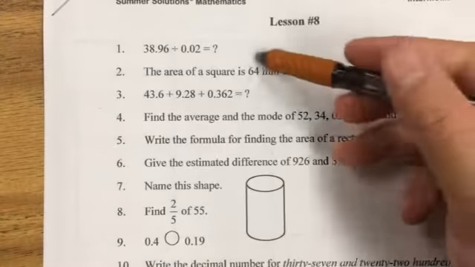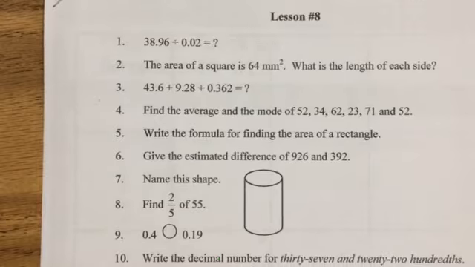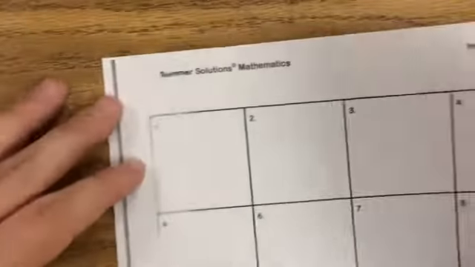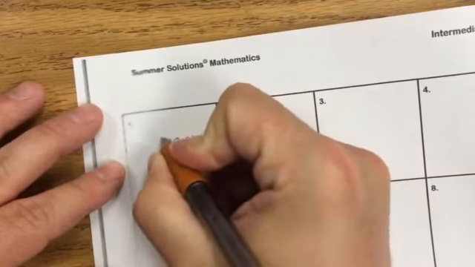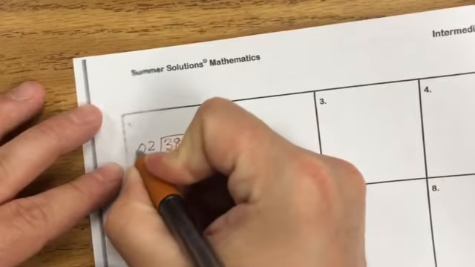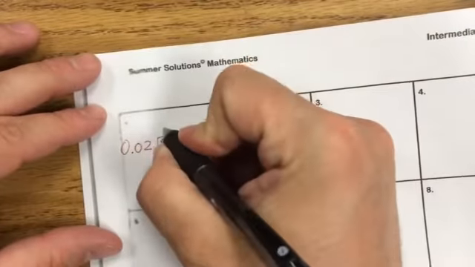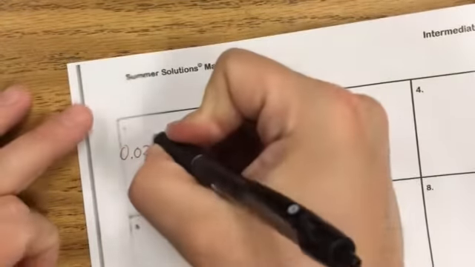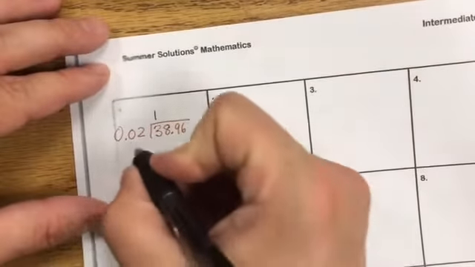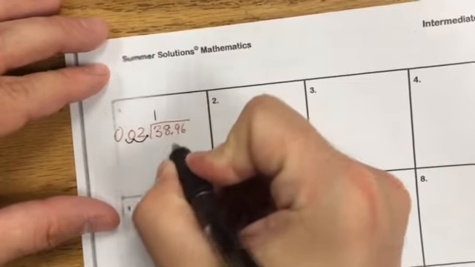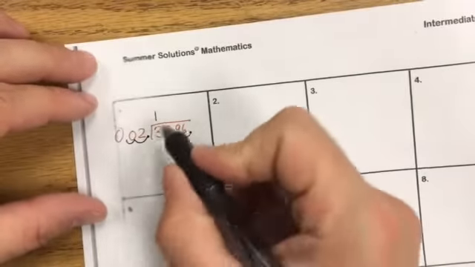So problem number 1, we're going to take a look at 38 and 96 hundredths divided by 2 hundredths. All right. And I know that 2 can go into 3 one time. And excuse me, before I can do this problem, I need to make it into a whole number. 1, 2, so that becomes 2. And then 1, 2, so that becomes 3,896. Now, 2 can go into 3 one time.